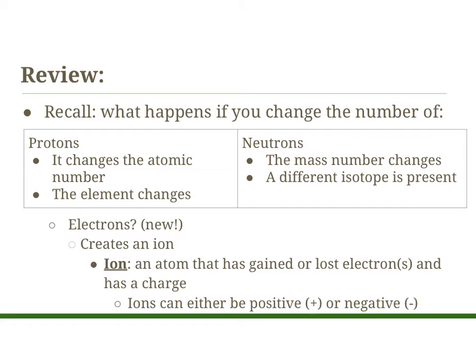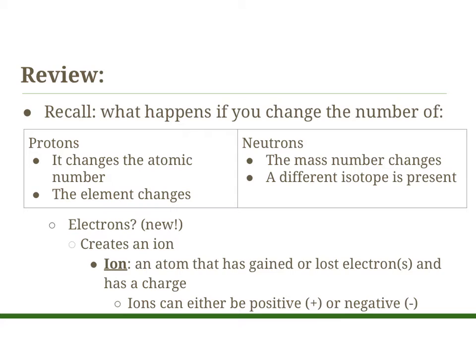Other things that we have to review. We spent some time talking about what happens if we change the number of protons. If we change the number of protons, we change the atomic number of the atom, and if we change the atomic number, the element changes. Our example in the notes the other day was carbon, and when you added a proton, it became nitrogen. And when we change the number of neutrons in an atom, the mass number changes, and you get a different isotope of the same atom. So we changed carbon by adding or taking away neutrons, but it was still carbon.